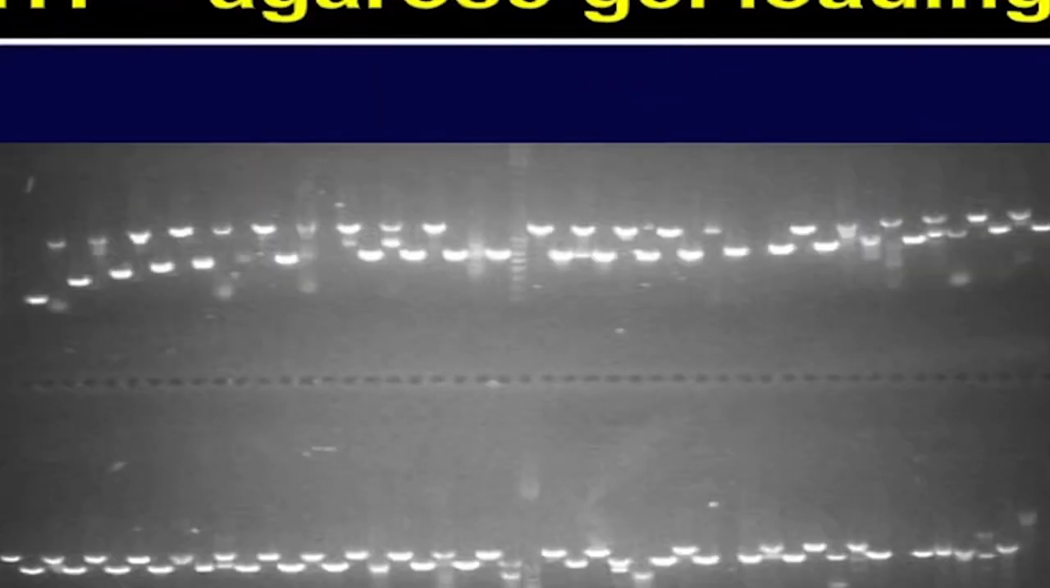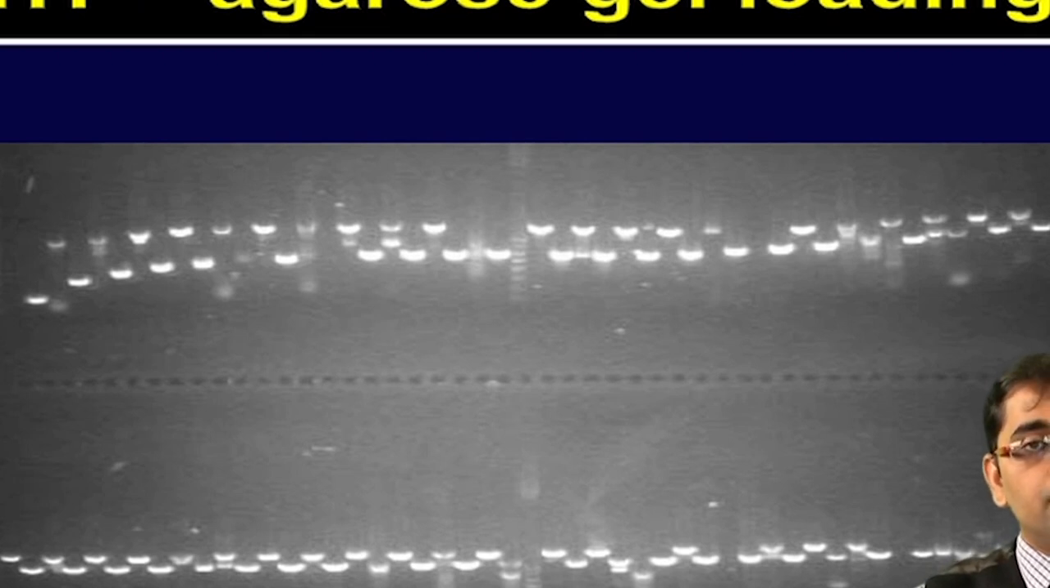Let us look at this image of the high throughput agarose gel loading. Once the run is done, you can visualize the gel by ethidium bromide staining. This reaction setup can be performed by liquid handling robots, and agarose gels can be loaded by the robotic system.